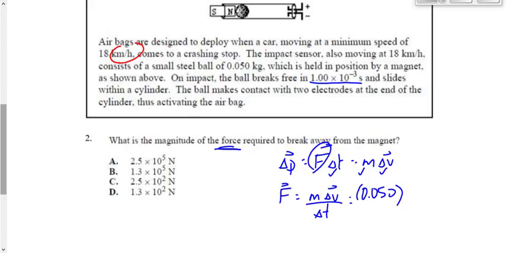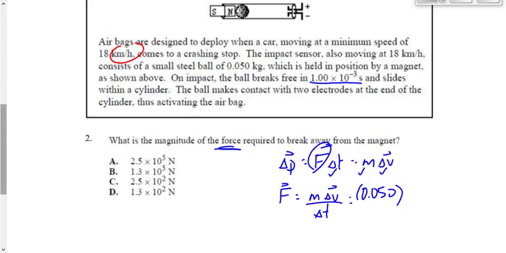Delta V is, if you don't think deeply about this, you're just going to say, well, 18 kilometers per hour is a change in speed, right? 5 meters per second. And that's actually correct. If you think deeper about it, it becomes a little bit trickier. But it's still 5 meters per second.